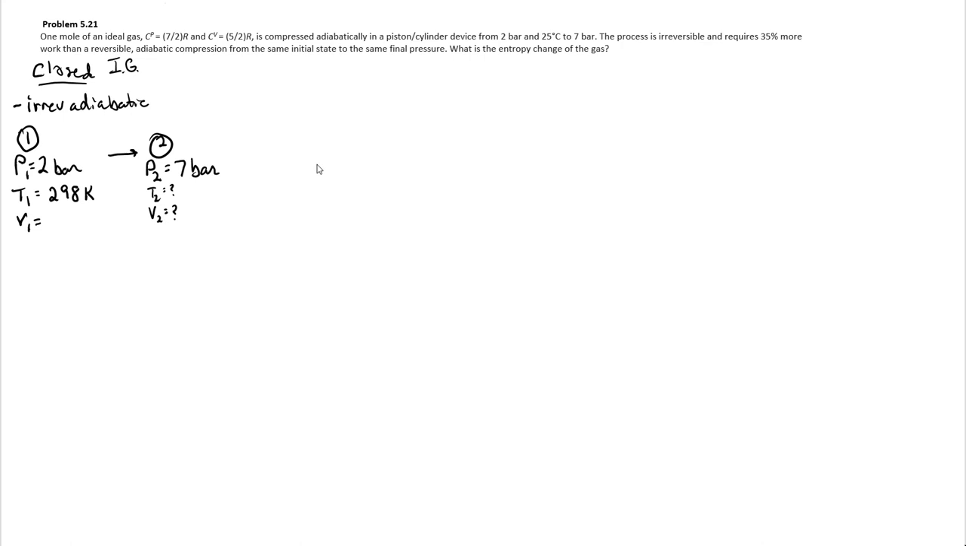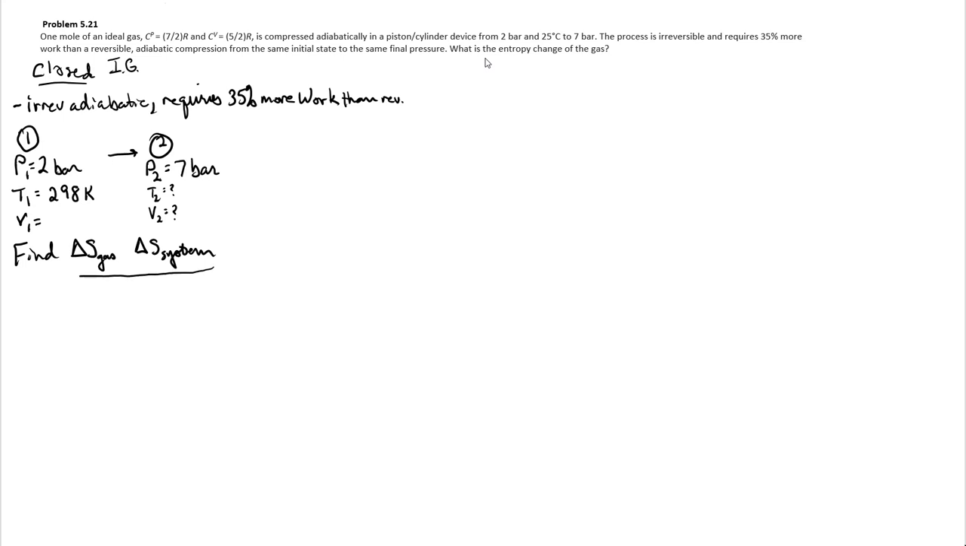All right. So we also know, of course, that the process is irreversible. It requires 35% more work than a reversible adiabatic compression accomplishing the same state. That's important. A reversible adiabatic compression from the same initial state to the same final pressure. What we want to find is delta S for the gas, right? And this is delta S for our system.